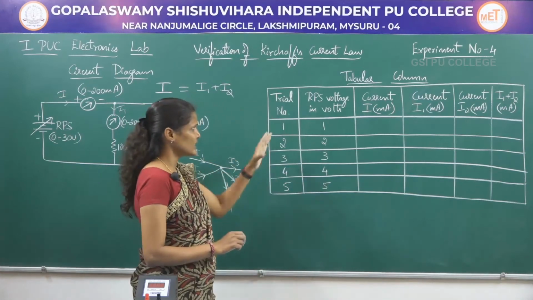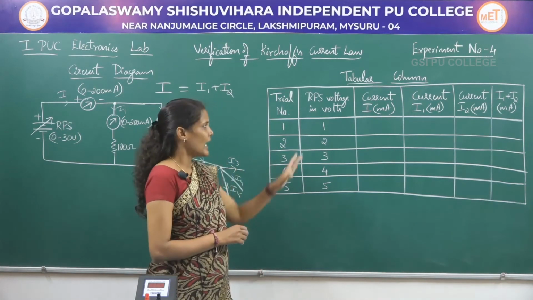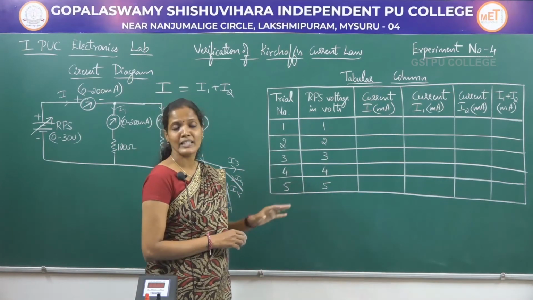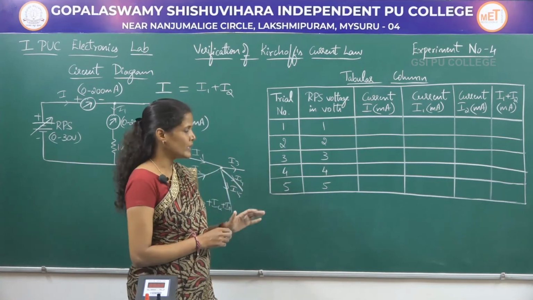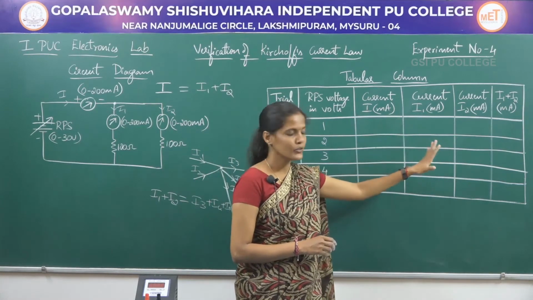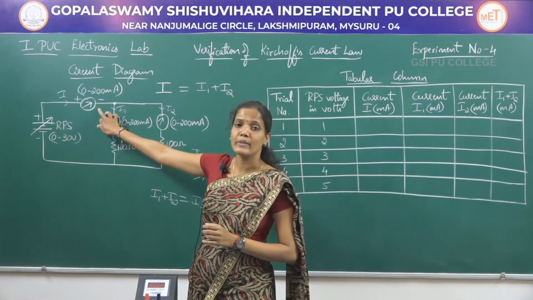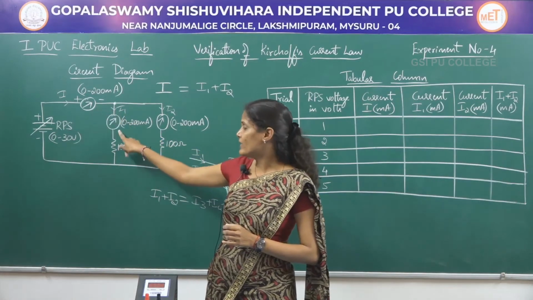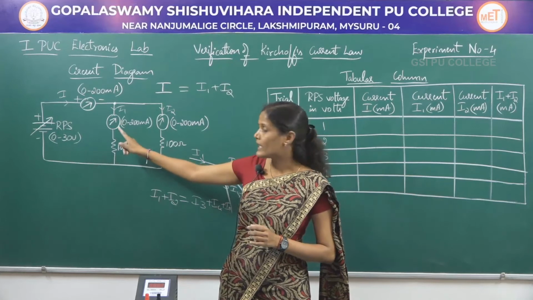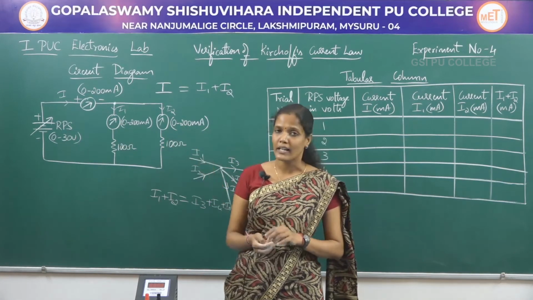So this is a tabular column where I will be doing 5 different trials. I will be varying the voltage of the RPS in steps of 1, 2, 3, 4 and 5, and I will be noting down the values of I, I1 and I2. I is the current which is showing in the ammeter, this one. I1 is the current value showing in this ammeter. I2 is the current value which is showing in the third ammeter.